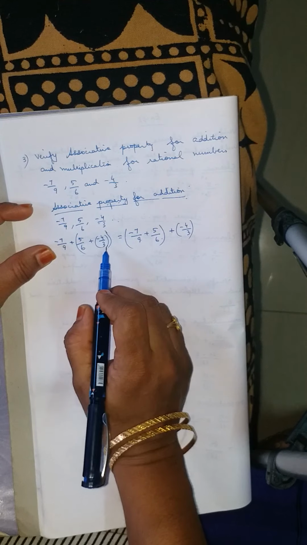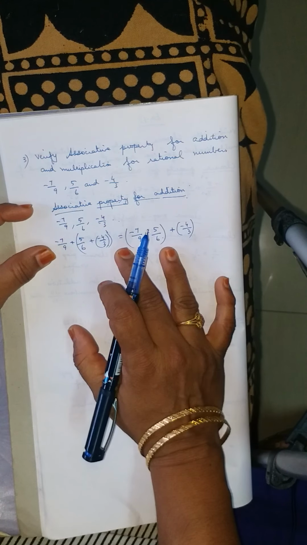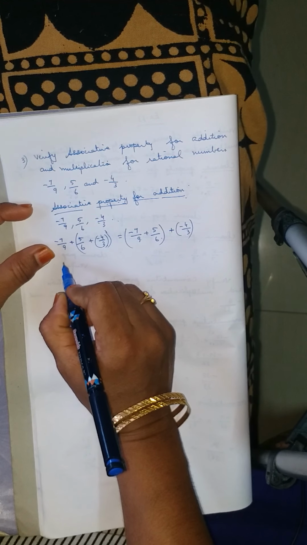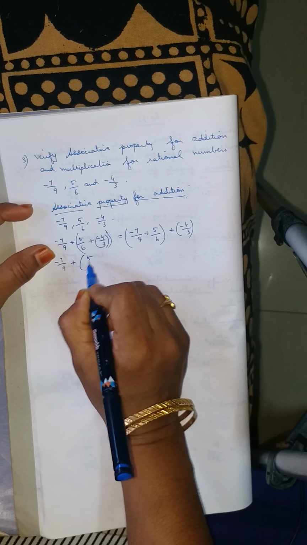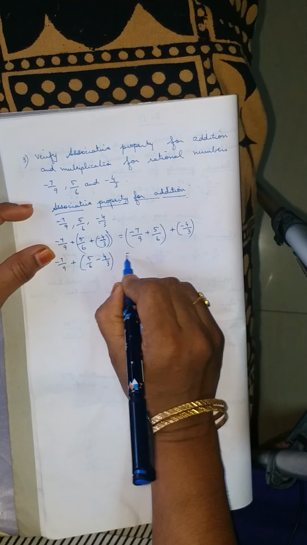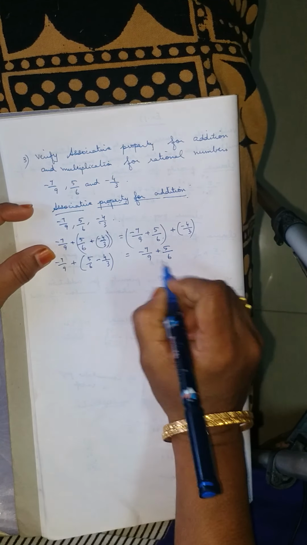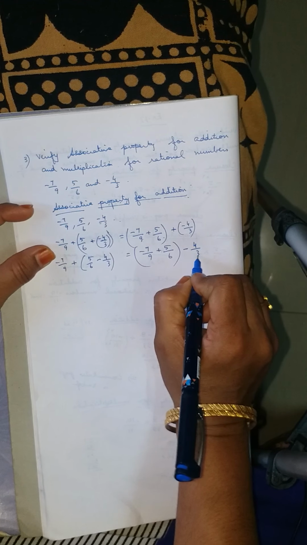So, 3 fractions will be written, whereas second and third will be written within the bracket. Here first and second will be written in the bracket. You are considering all the 3 fractions on both sides. So, minus 7 by 9 plus 5 by 6 plus minus 4 by 3 is equal to minus 7 by 9 plus 5 by 6 plus minus 4 by 3.